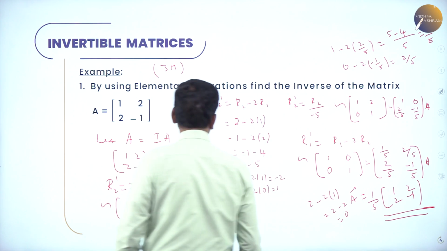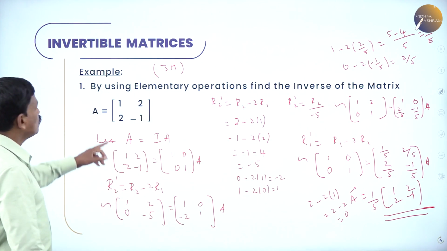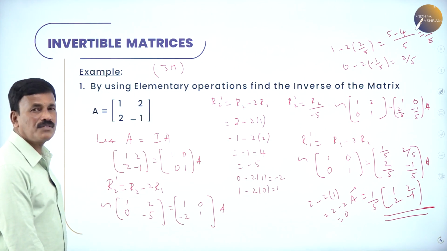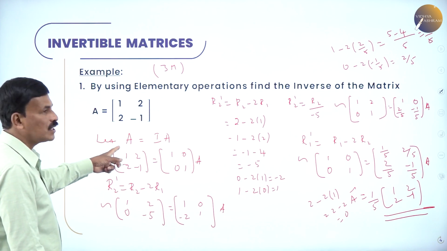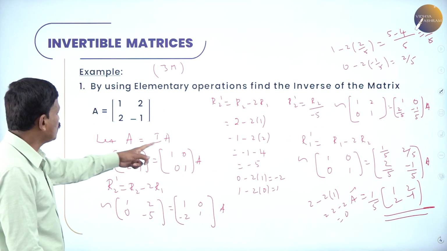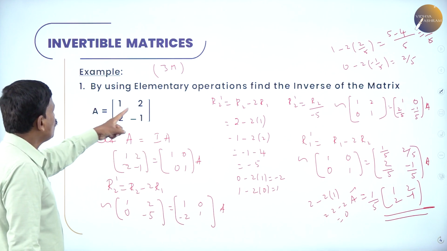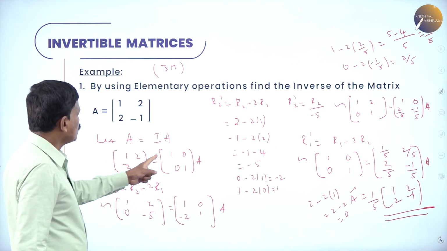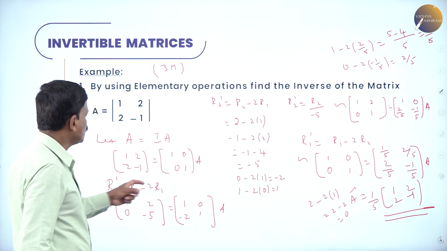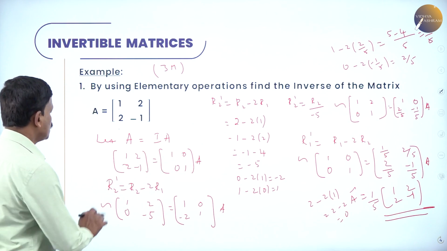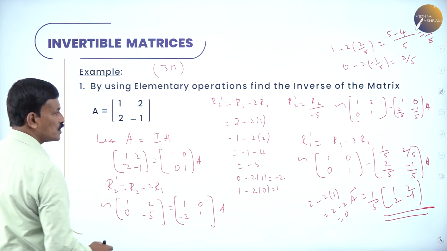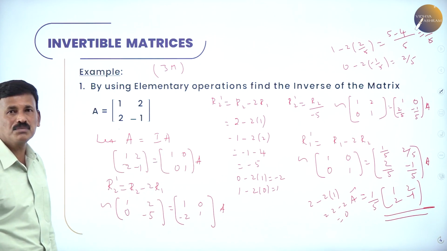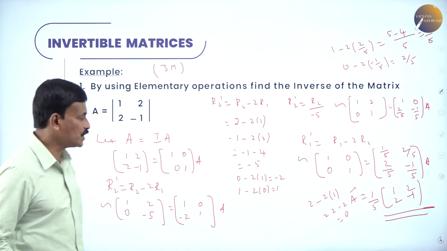I'll explain once again here. Now, by using elementary operations, find the inverse of A, where A is equal to 1, 2, 2, minus 1. Let us consider by definition A is equal to I into A. That is 1, 2, 2, minus 1 is equal to the identity matrix 1, 0, 0, 1 into A. The intention is to convert this matrix into the identity matrix 1, 0, 0, 1. For that, we are going to use some basic elementary row operations.